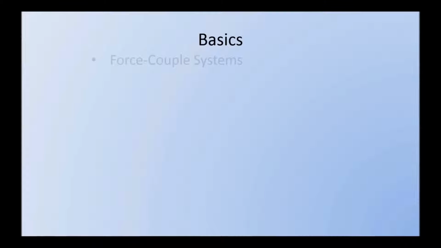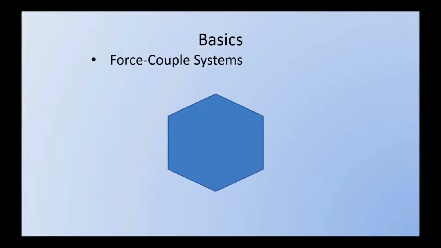Now let's put both ideas together. Now we'll have a force couple system. So as you can see here, we have our hexagon once again, and now we're going to place a force on the bottom portion of the hexagon. Now this can move along its line of action without having to compensate for a moment, but if we move it off its line of action, we will have an induced moment in the clockwise direction.